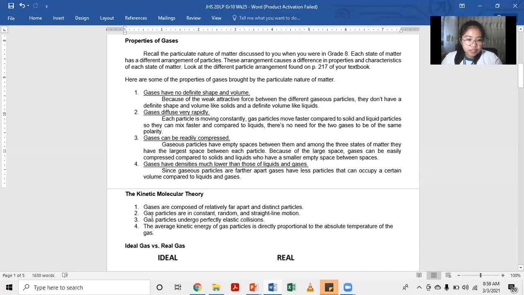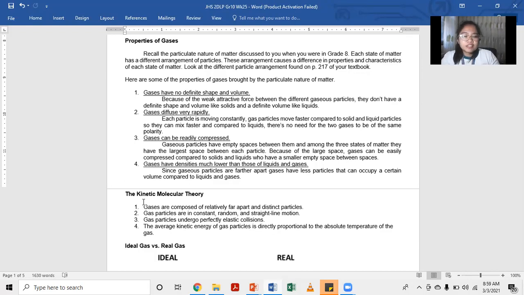And next, gas particles undergo perfectly elastic collision. Pag sinabi kasi nating elastic collision, kumbaga pag after magkaroon ng collision ay merong nare-release or nako-convert na energy. So yung particle naglo-lose siya ng energy, ng kinetic energy kaya tawag ito. Yun yung ibig sabihin ng elastic collision.